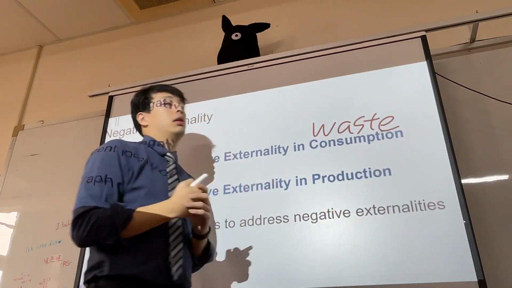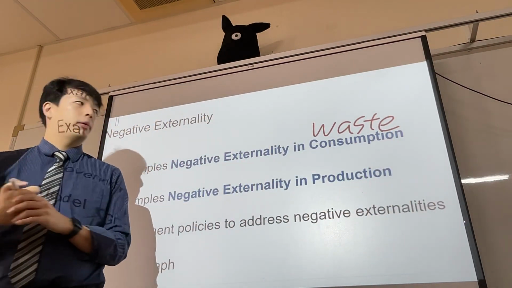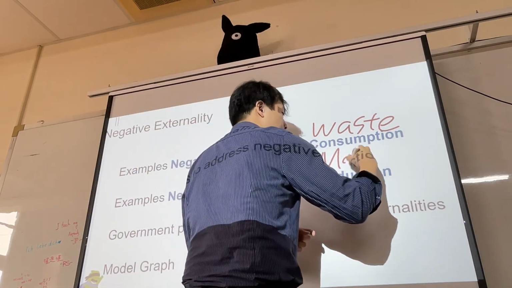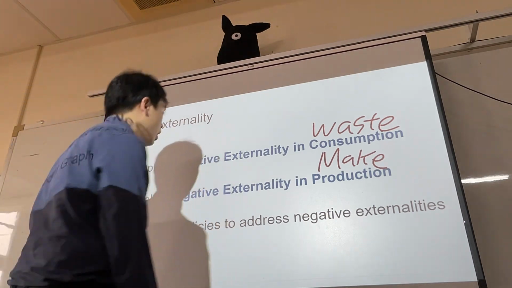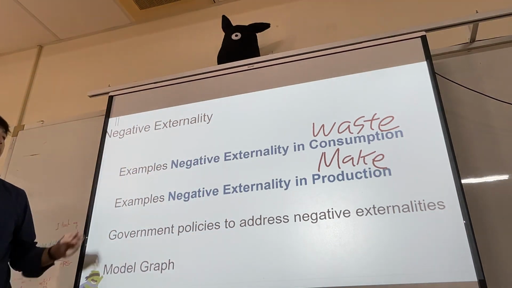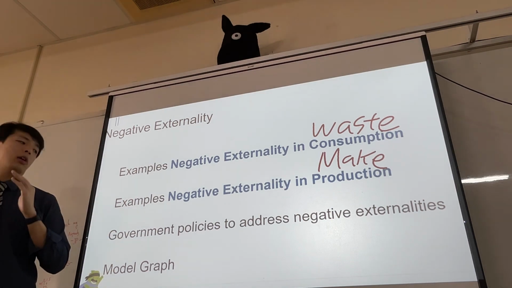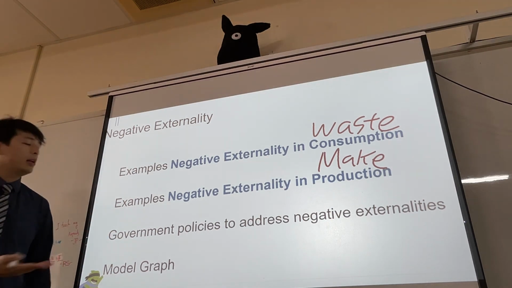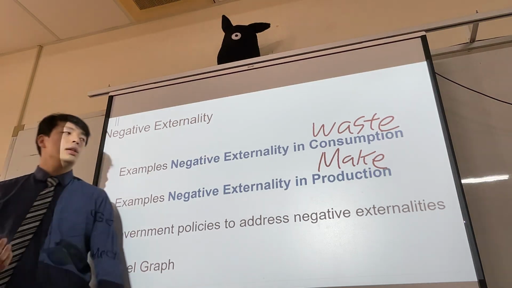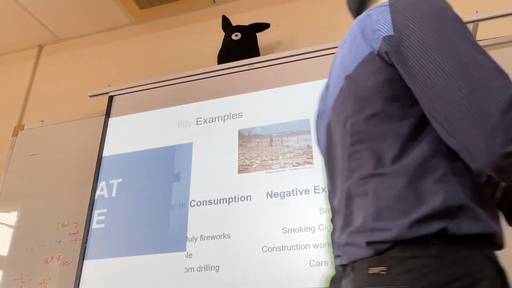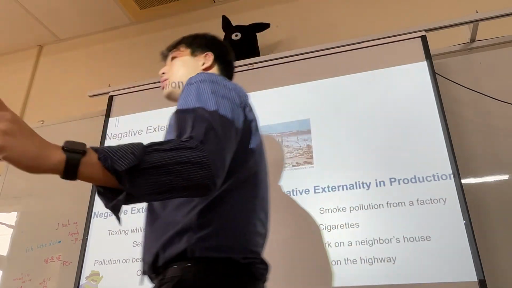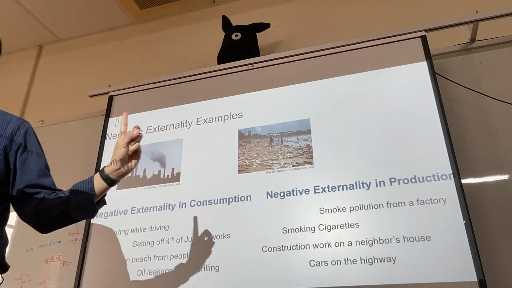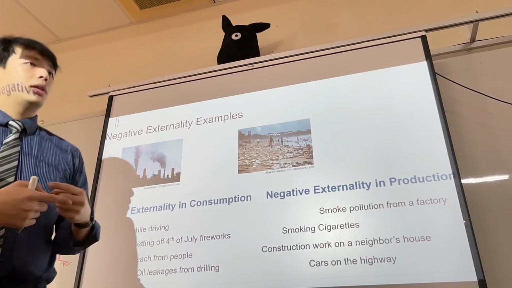How about production? You provide. You must make something. We call that production. All right, so this is what we're going to do: consumption, production, and then how government will solve this externality problem, and then the graph, always just like yesterday. Remember, when you talk about negative externality, it's always negative stuff. Positive is positive stuff.